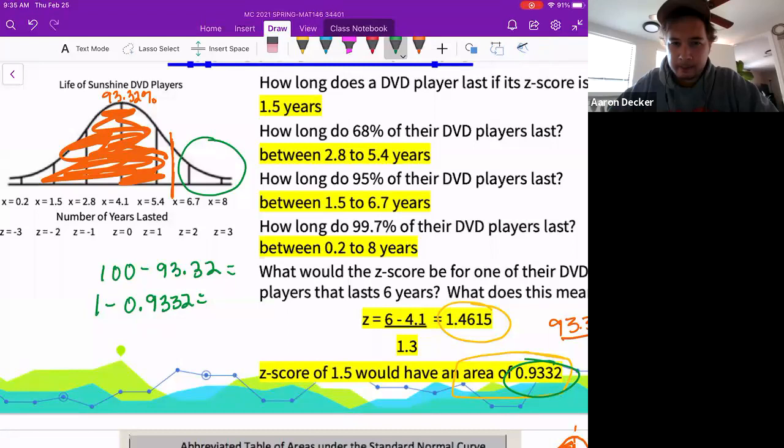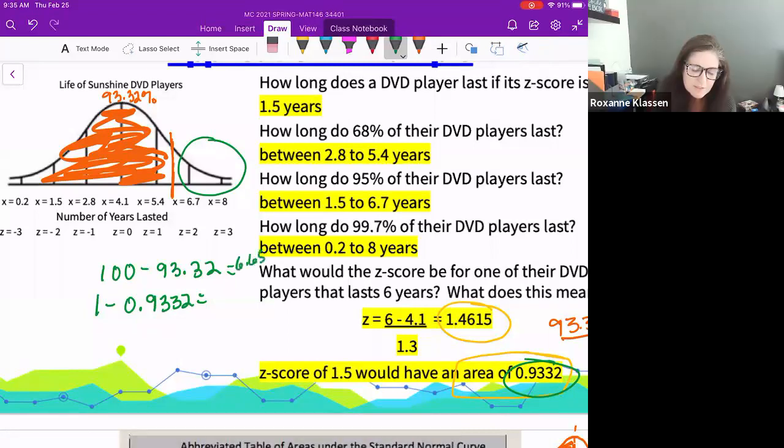6.68. Very nice. So 6.68%. So 6.68% of Sunshine DVD players would last more than 6 years. Okay, that's what it's telling you.